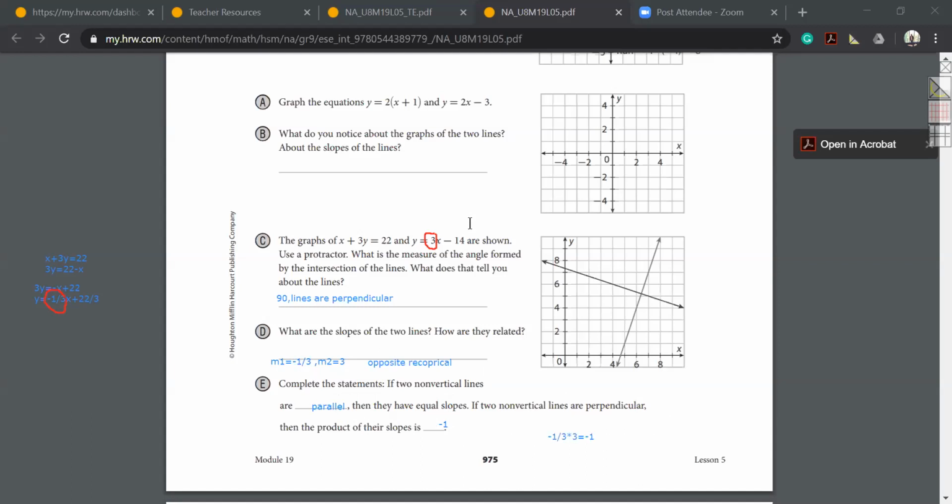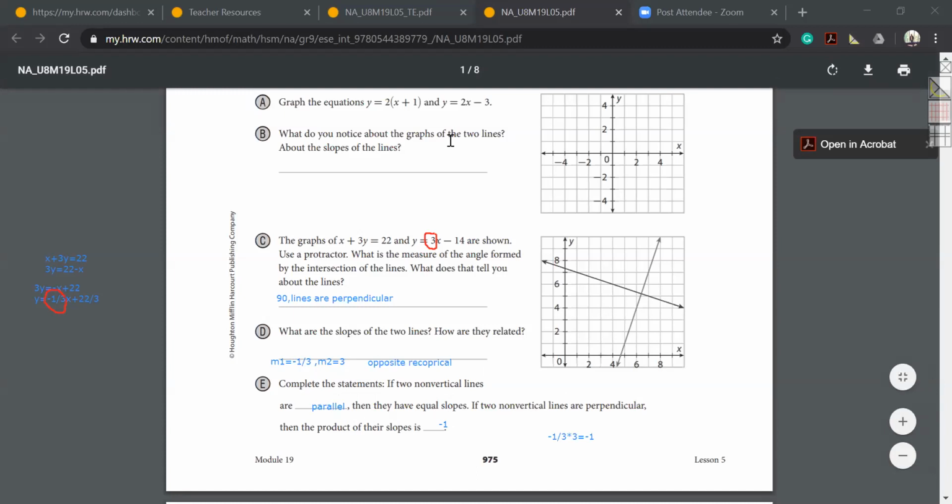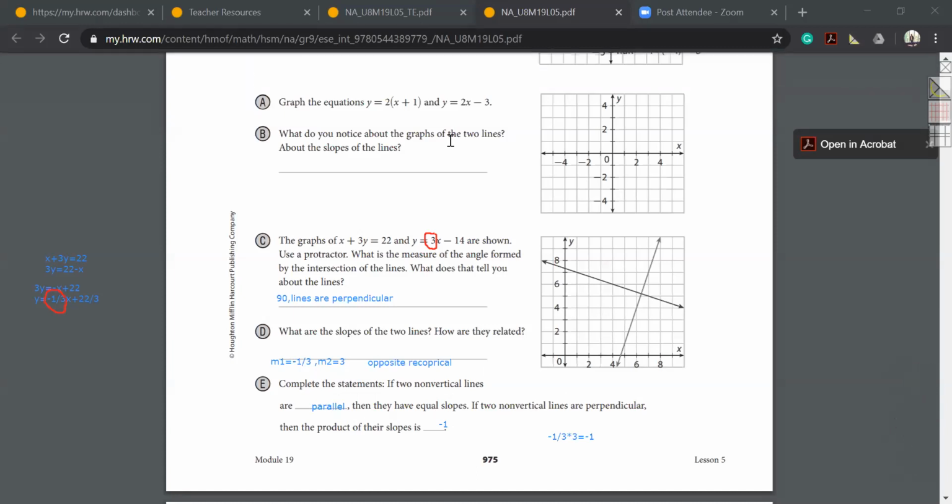So we can always write in here a note which summarizes the whole lesson. Your whole lesson will be in this part. Parallel lines means that M1 will be equal to M2. Perpendicular lines means that if I get M1 and multiply it by M2, the answer will always be negative 1.